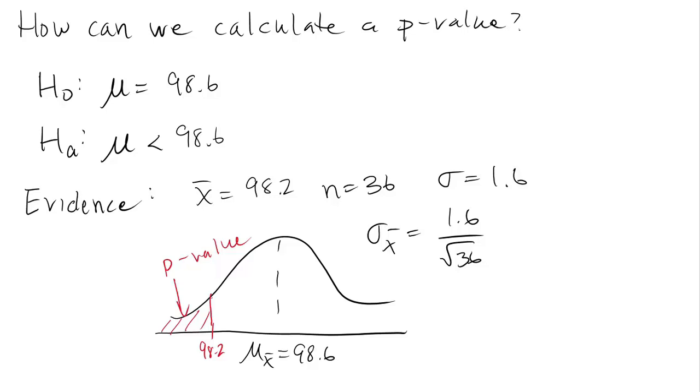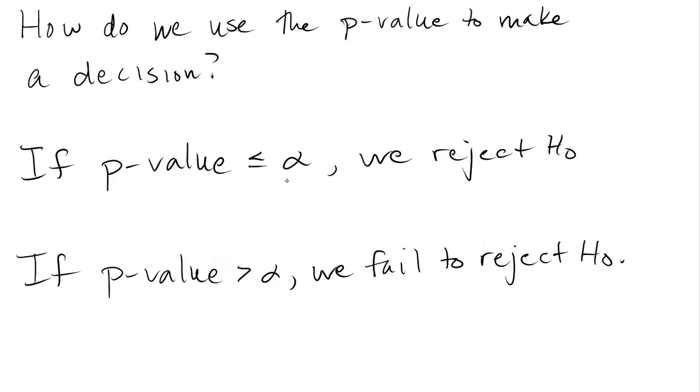This is where alpha comes back in. Remember that alpha was the probability of making a type 1 error. And that probability is based on the severity of a type 1 error. So if alpha is small, we're afraid of making type 1 errors, and we need a very small p-value. So we'll just say, if the p-value is less than or equal to alpha, we'll reject the null hypothesis.